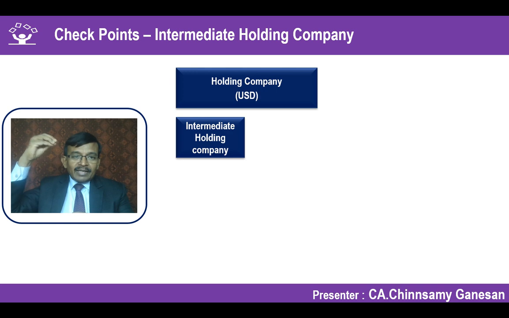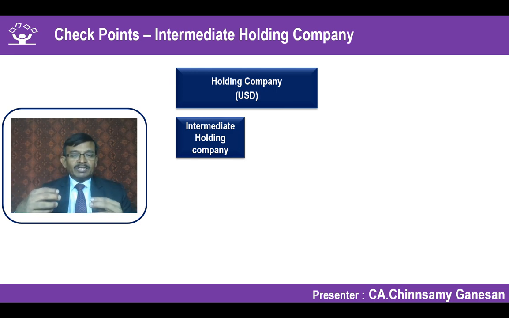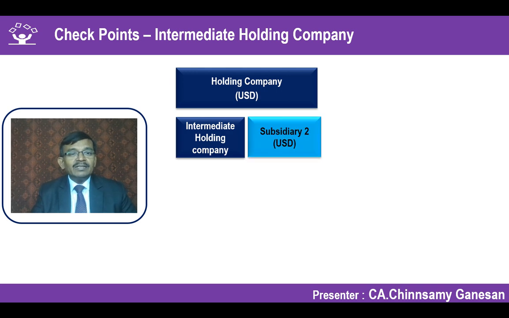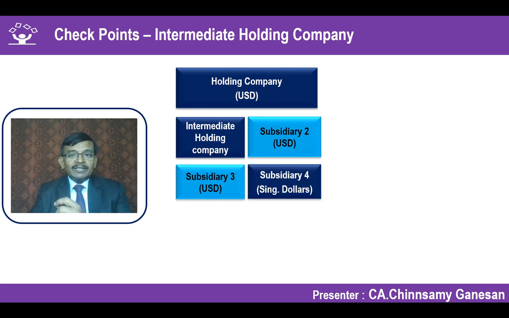What do we mean by intermediate holding company? Assuming that company A is the ultimate parent company, it has invested in company B, and company B in turn has invested in two subsidiaries, step down subsidiaries. So in that case, the ultimate parent company or the holding company is company A. B is considered as an intermediate holding company within the group, right? So the intermediate holding company has made an investment in a subsidiary too. And for that subsidiary too, the functional currency is US dollar. It also has a subsidiary 3 which also has US dollar.